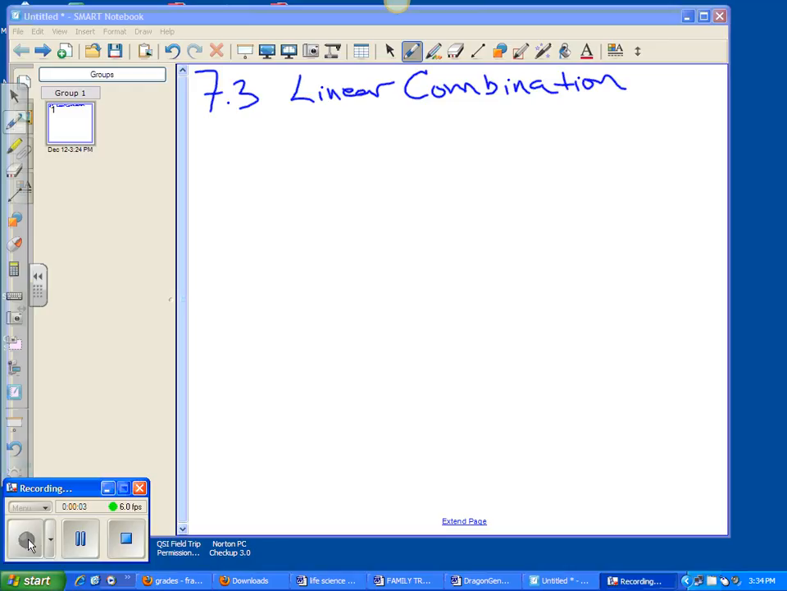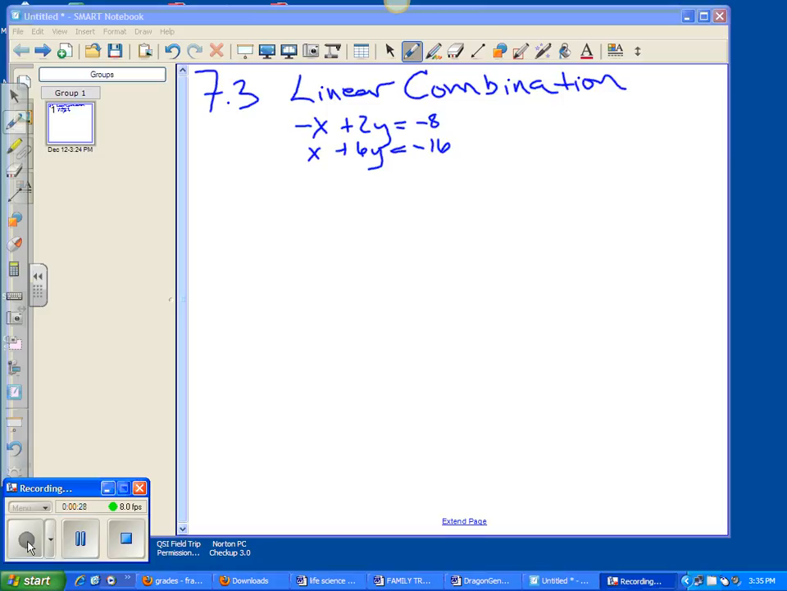Hello, we're doing linear combination, system 7.3. This is not my favorite way of combining lines, but we're going to have to learn it anyway. It's going to challenge you a little bit, and let's go right now. In linear combination, it's really essential in chemistry and in math and in other disciplines. So let's get started.